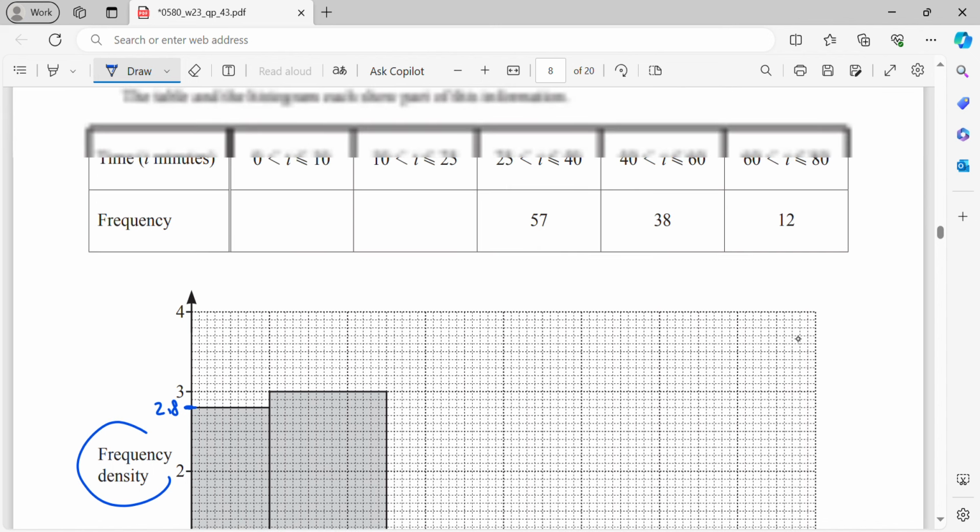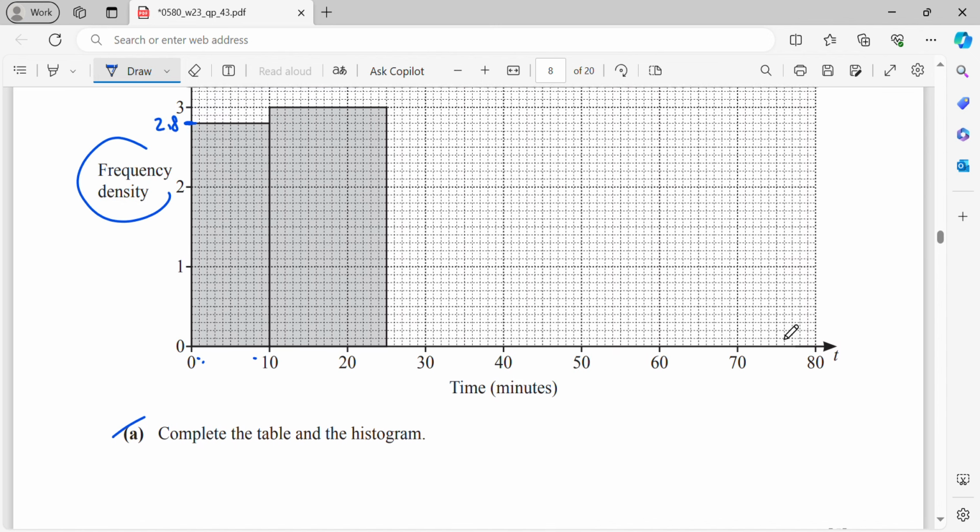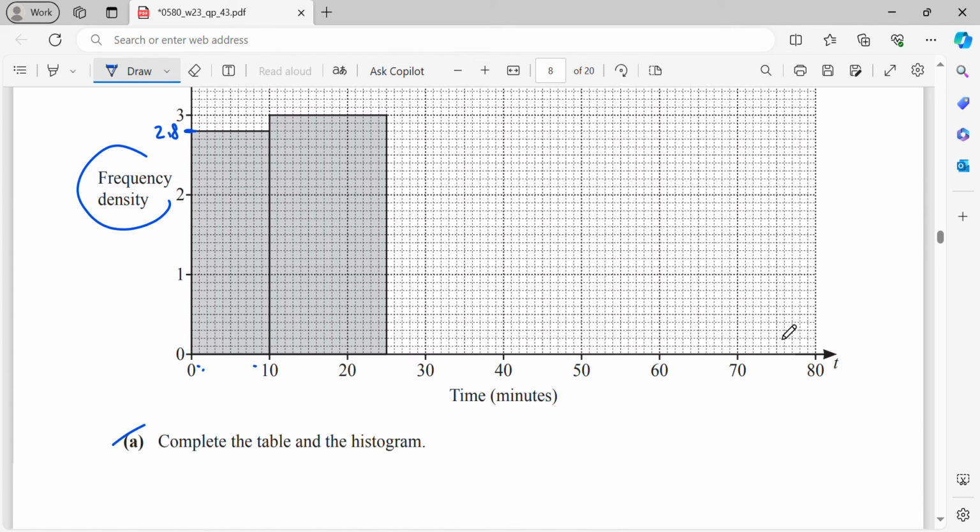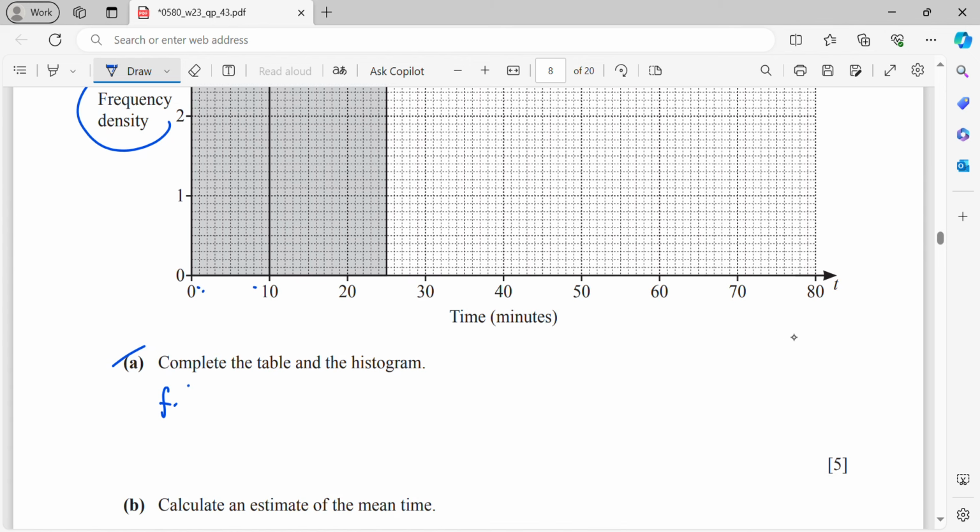Now, for your information, frequency density equals frequency over class width. So for the first class, 0 to 10.